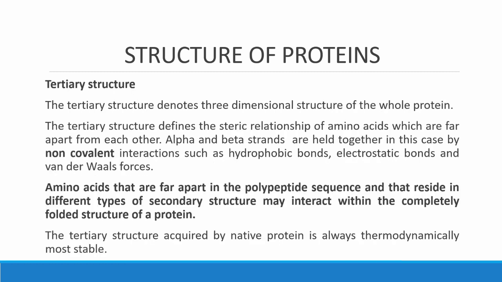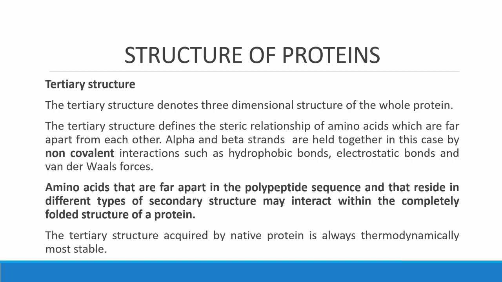Now let's come to the tertiary structure. The tertiary structure refers to the 3-dimensional structure of the entire protein, the whole protein. It also defines the steric relationship of amino acids which are far apart from each other. Amino acids that are far apart in the polypeptide sequence, residing in a secondary structure, whether the alpha helix or the beta pleated sheets, tend to interact with each other by electrostatic bonds, hydrophobic bonds, and van der Waals forces. So they basically interact with non-covalent interactions.